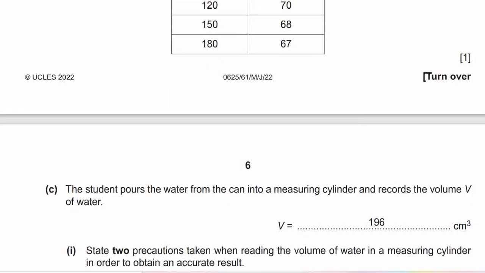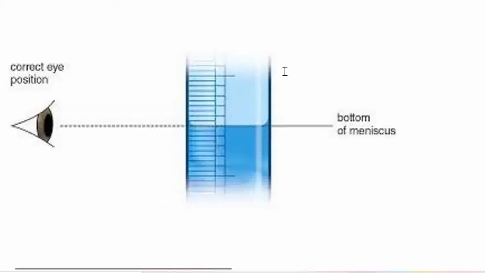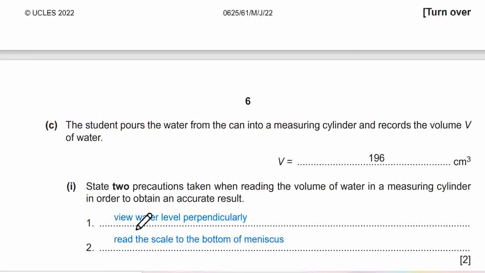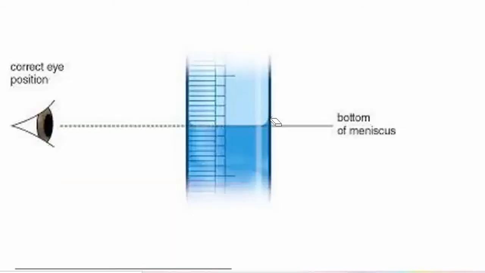Next, question C, the student pours the water from the can into a measuring cylinder and records the volume V of the water as 196 cm³. C part 1, state 2 precautions taken when reading the volume of water in a measuring cylinder in order to obtain an accurate result. So this is the correct position of the eyes when reading the scale in the measuring cylinder, and it has to be from the bottom part of the meniscus. So we type down our answer. So we view the water level perpendicularly, and number 2, read the scale to the bottom of the meniscus. Again, it's not from the top part, but from the bottom of the meniscus.